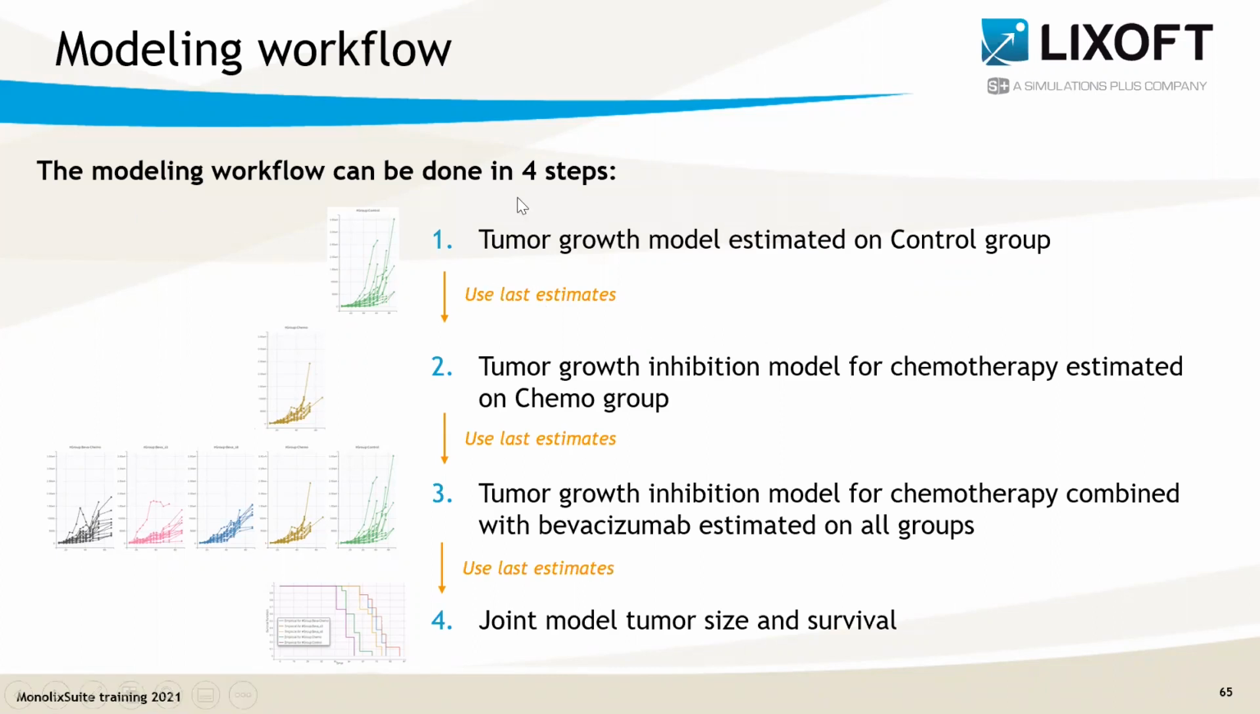So we recommend to first analyze only the control group in order to choose a good tumor growth model that is the most appropriate. And once it is done, add the tumor growth inhibition part to model the treatment groups, first the chemo group and then the group that also received bevacizumab, and finally survival. And this is quite easy to do thanks to the filtering option in MONOLIX that allows to filter part of the data for some steps of the analysis.